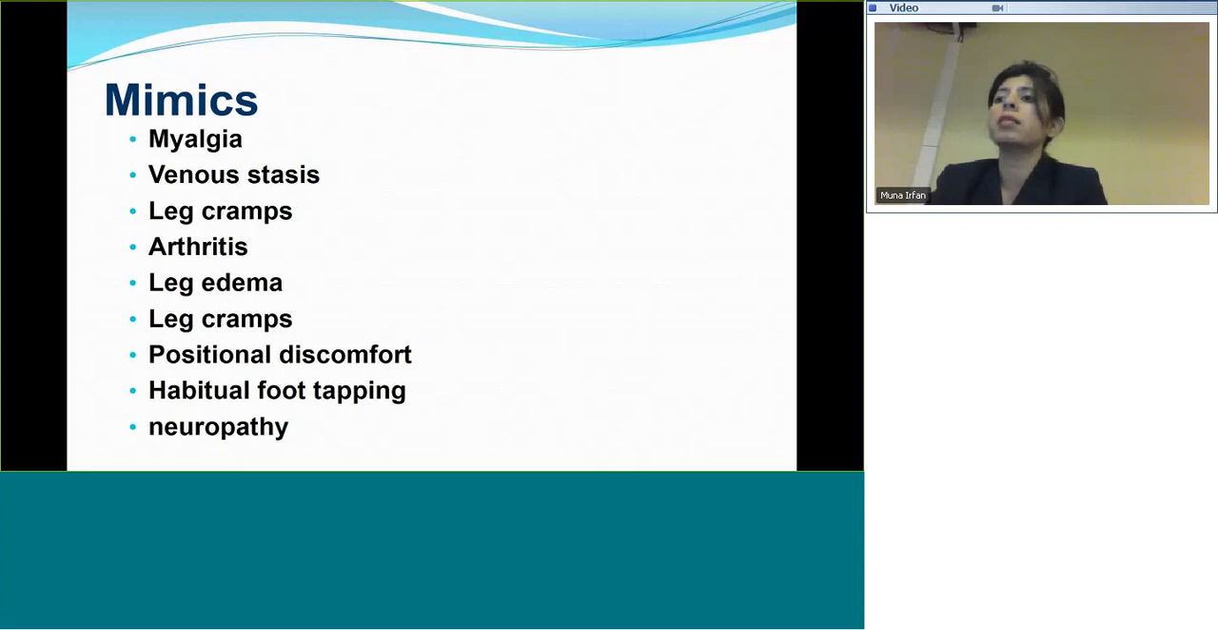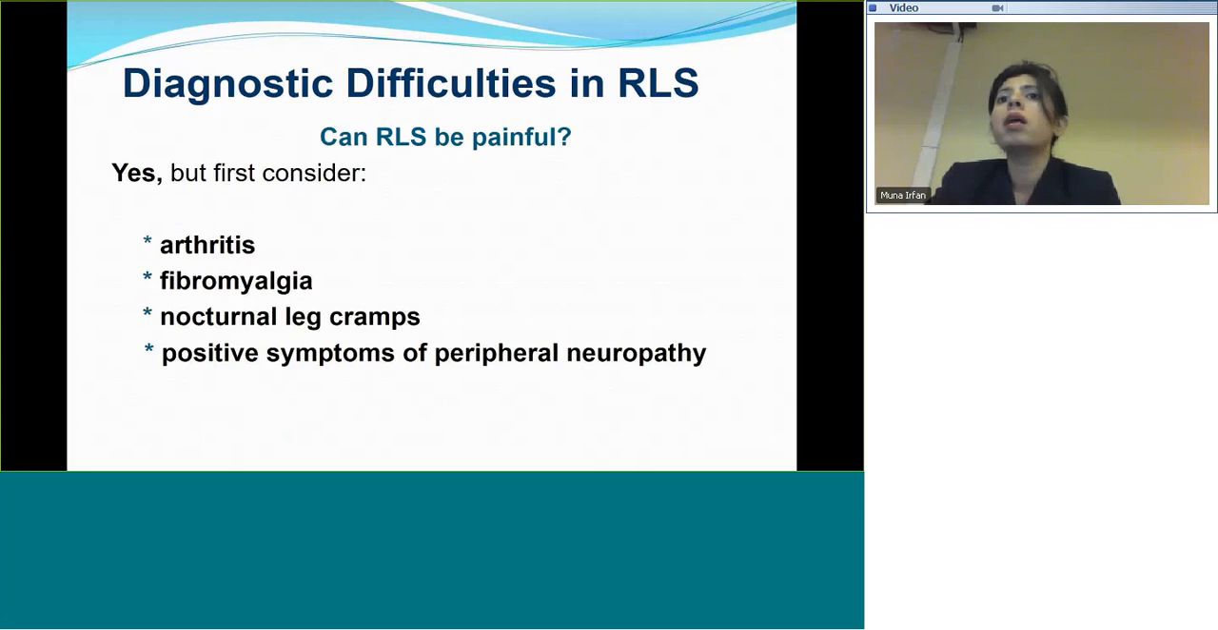The other thing very important to keep in mind, especially when the patients are giving us history, is to differentiate it from mimics. So many people, if we ask them if their legs are restless, if there's any discomfort, a number of other reasons can cause discomfort, but that does not define restless legs. So, of course, muscle pain, myalgias, leg cramps, arthritic pain, leg edema, positional discomfort, and neuropathic features. And some people have just habitual foot tapping. When they're sitting, some people might just start rocking their foot. It does not necessarily mean that it's disruptive enough or it is RLS. So these are the things that we have to keep in mind.